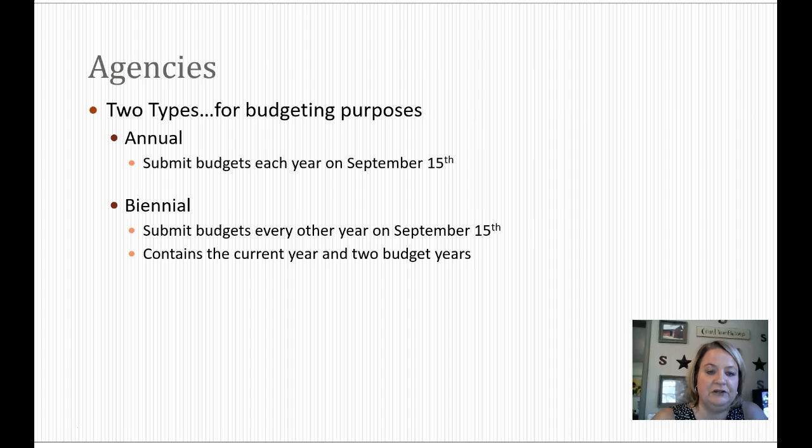So each year we either do, this year it was on the biennial cycle, so we had to do the current year, which we're in fiscal year. We do fiscal years, so we are currently in fiscal year 2019, and then I do 2 budget years, which was 2020 and 2021. Next year I will do the current budget year, which is 2020, and update 2021. So it's every other year I have to do three budgets, 3 years of budget, and this is the year I had to do 3 years of budget.